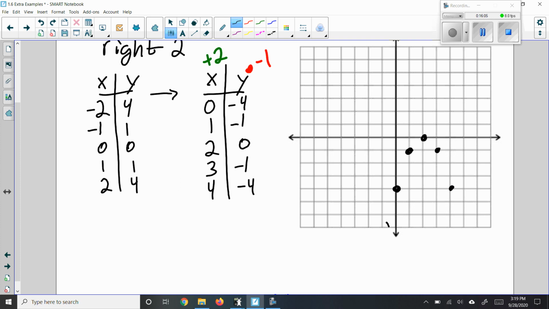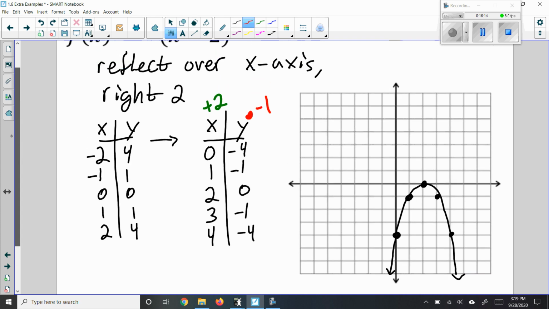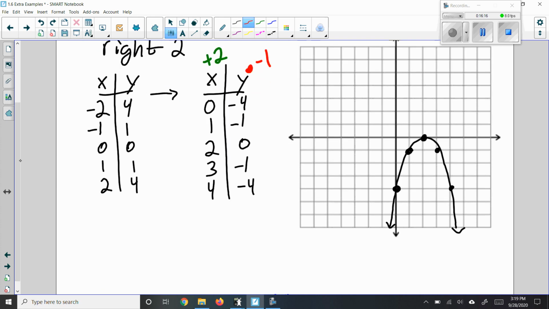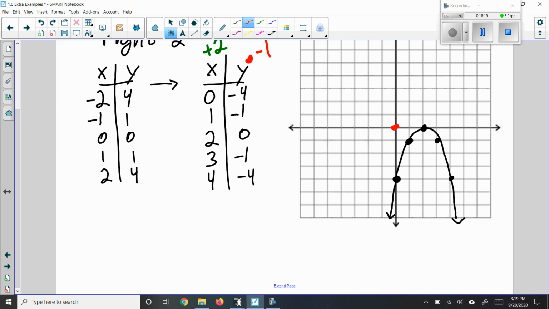So here we have our quadratic. And you'll notice that this quadratic went right 2. So it started here and it simply went right 2. And then it was also reflected over the x-axis. That's why it's upside down.